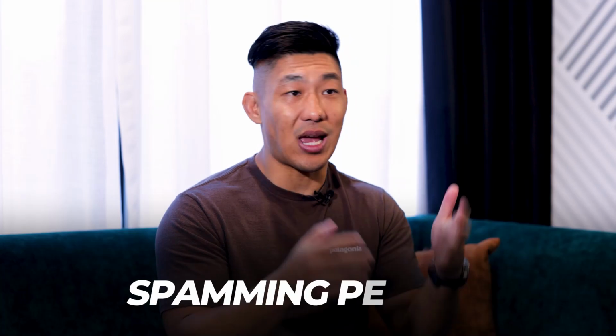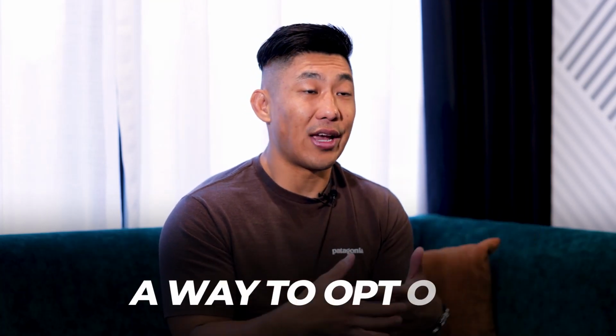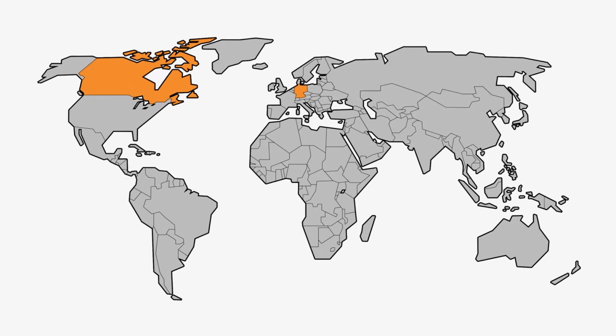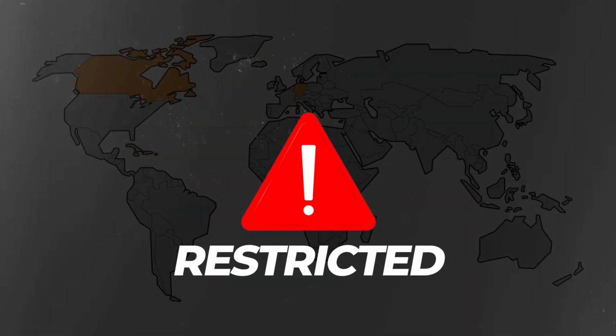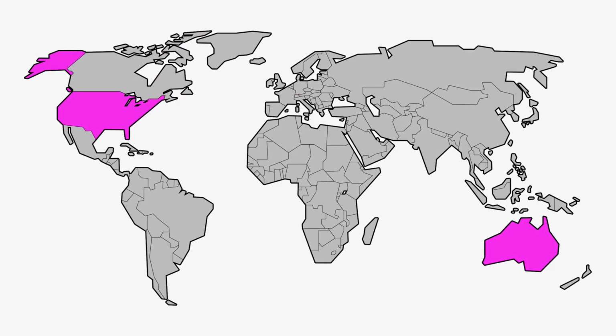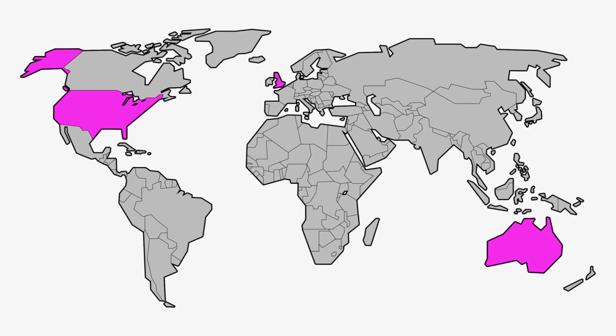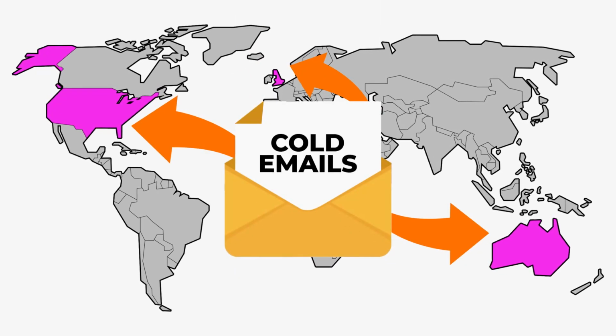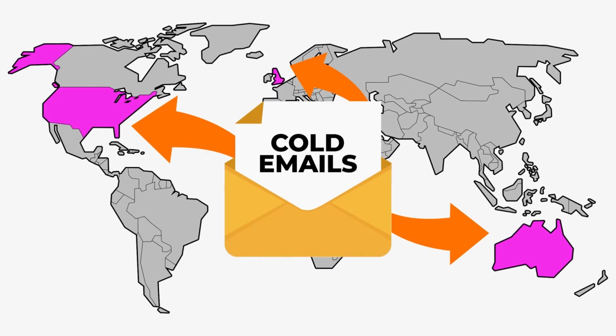Which kind of leads us to a bonus point, which is just spamming people without giving them a way to opt out. Depending on which country you're in, that's actually against the law, right? There's a lot of countries out there, for example Canada and Germany, who are super strict on cold emails anyway, so you shouldn't really be sending cold emails in those countries. But even in countries like Australia, the US, the UK, and most other English-speaking countries, you can send cold emails only to companies and only if you give them an easy way to opt out if it's not relevant for them.